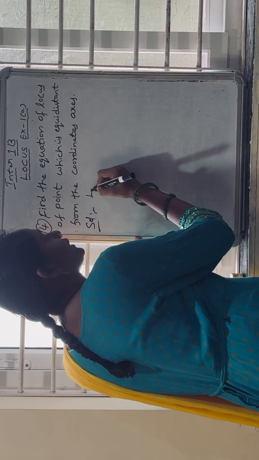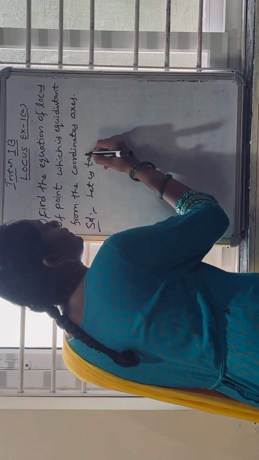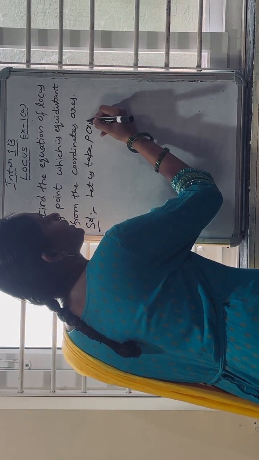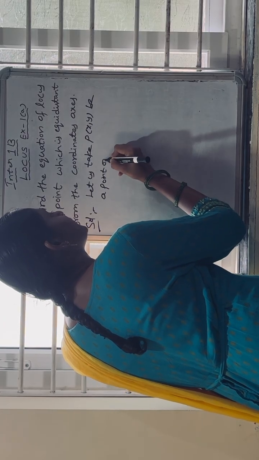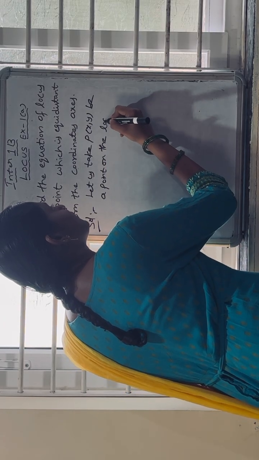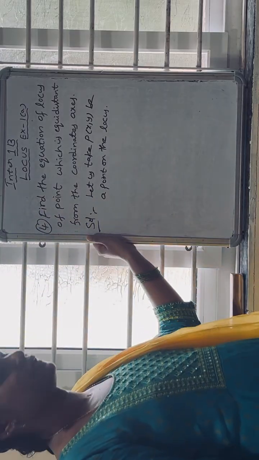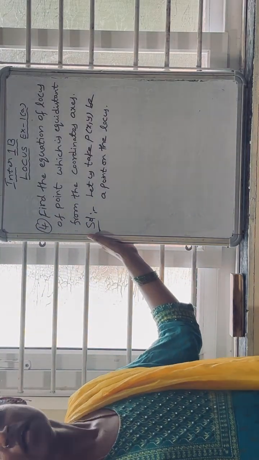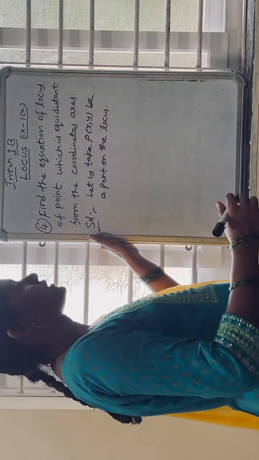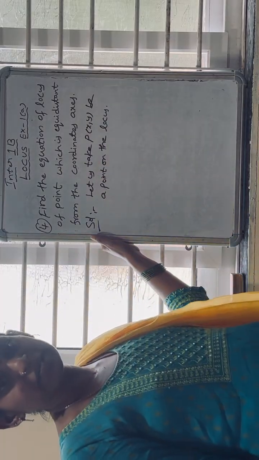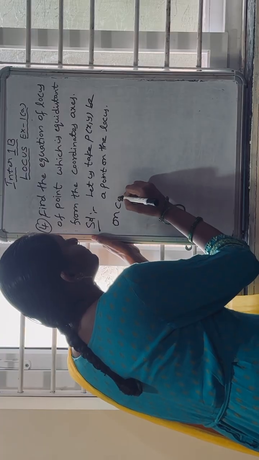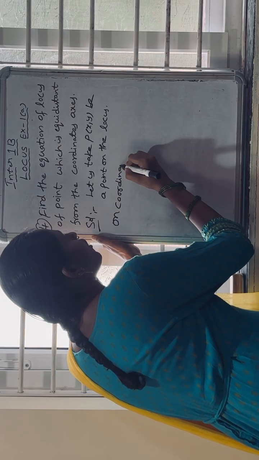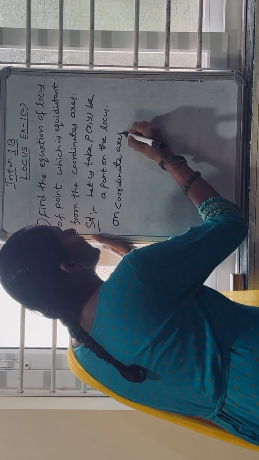So let us take P to be a point. P of x comma y be a point on the locus. On the locus, what is the point? P of x comma y is a point on the locus. For this locus, the coordinate axes: a point on the coordinate axis.